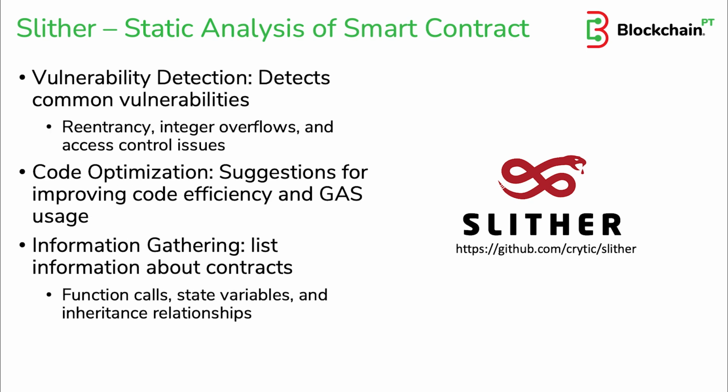Slither, Static Analysis of Smart Contract. Slither can detect common vulnerabilities such as reentrancy, integer overflows, and access control issues. It can also provide suggestions for improving code efficiency and gas usage. Slither can also report on a smart contract, listing function calls, state variables, and inheritance relationships.